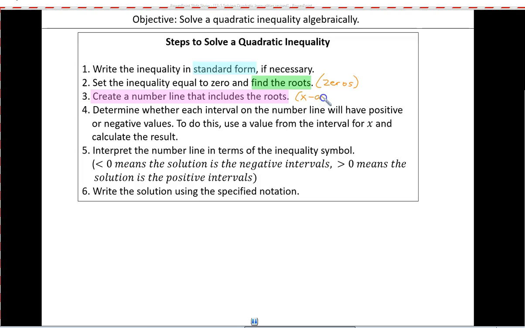So this is going to be like an x-axis, and this is what we're going to work with. It'll now have 3 sections in it created by the zeros or roots. We're going to figure out whether each section produces positive numbers or negative numbers, and I'll show you 2 ways to do that. And then we'll learn how to interpret that to write our solution.